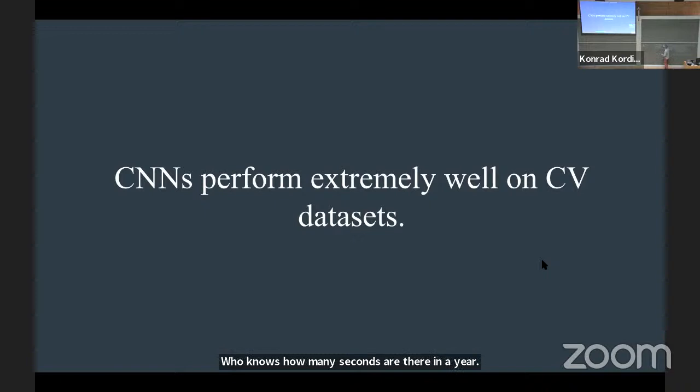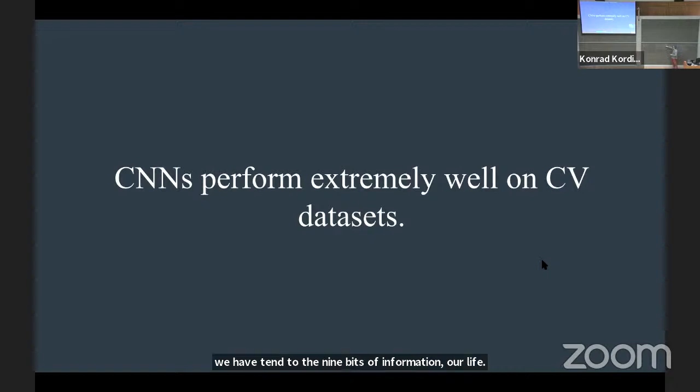Well, a year is pi times 10 to the 7 seconds. Why is it pi times 10 to the 7? It makes no sense, but it's a relatively good fit. Okay, 10 to the 7 seconds, we live 10 to the 2 years. So we have 10 to the 9 bits of information in our life.